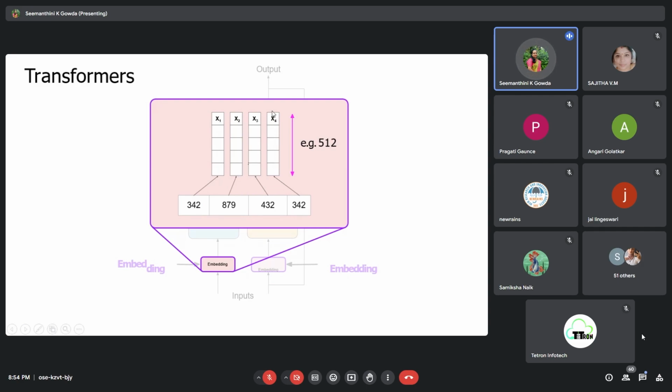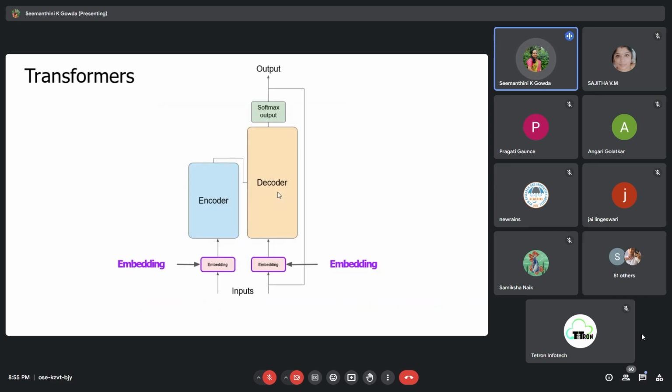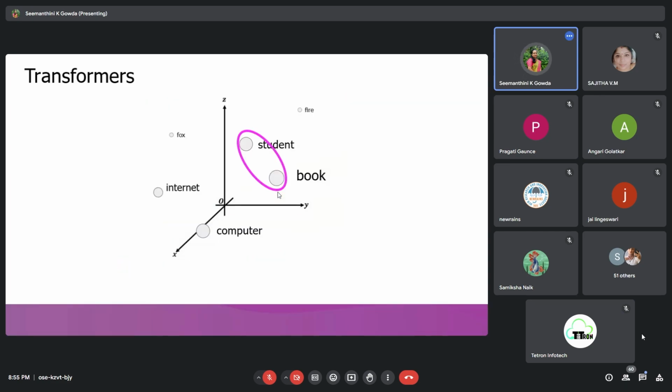Right, this is one of the examples representing the embeddings we have taken. This is what we call a positional embedding. For example, student and the book, internet, computer, and the fox and the fire. Those are some of the dissimilar elements they have taken. Based on the similarity, the student and the book, we are going to map it. This is the self-attention mechanism we are performing, and we are going to find the angular difference between the words we have taken. These two have a smaller angular difference compared to the other words we have taken here.